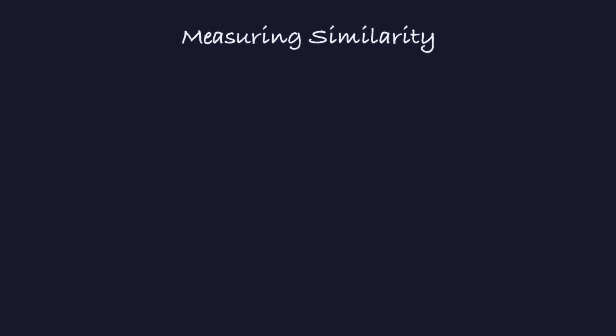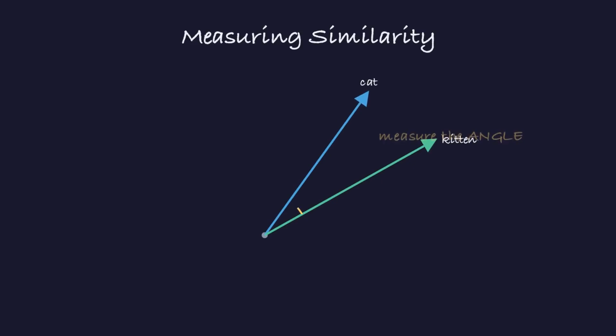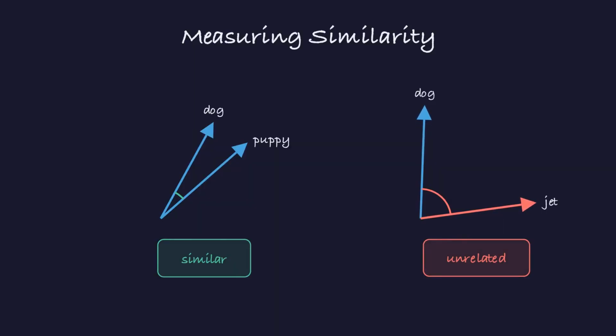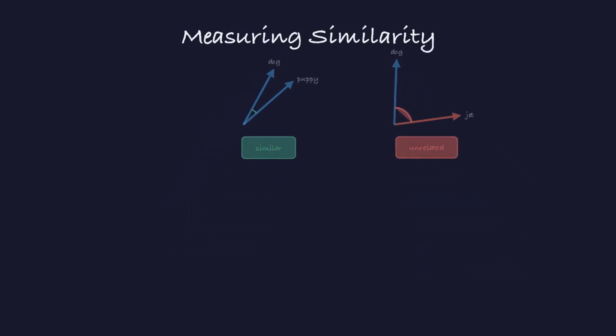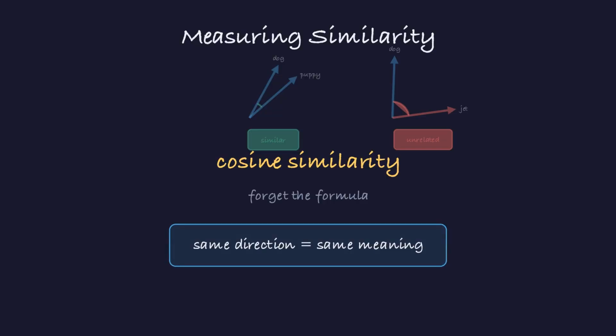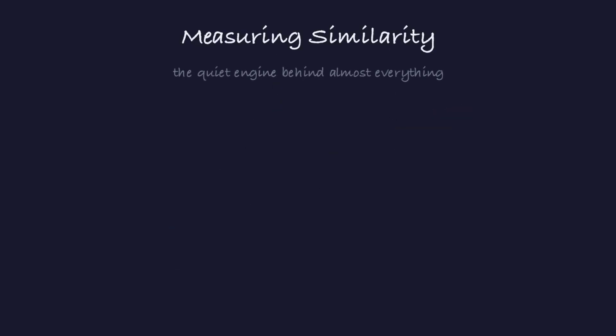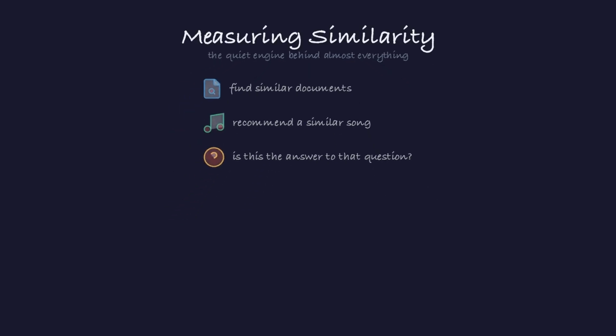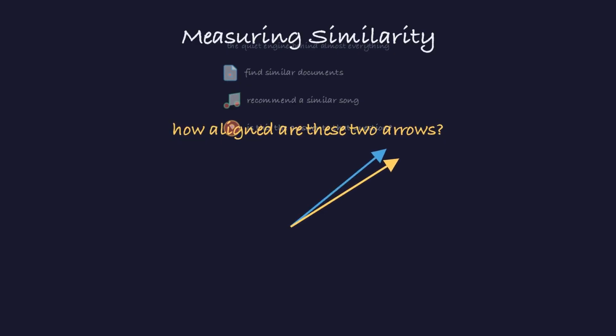So how does the computer actually use this to say two things are similar? It measures the angle between their arrows. Two words pointing in nearly the same direction, very similar, pointing at right angles or opposite ways, unrelated. That angle check has a name, cosine similarity, but forget the formula. The intuition is all you need. Same direction means same meaning. And that one measurement is the quiet engine behind almost everything. Find similar documents, recommend a similar song. Is this the answer to that question? It all comes down to one thing: how aligned are these two arrows?